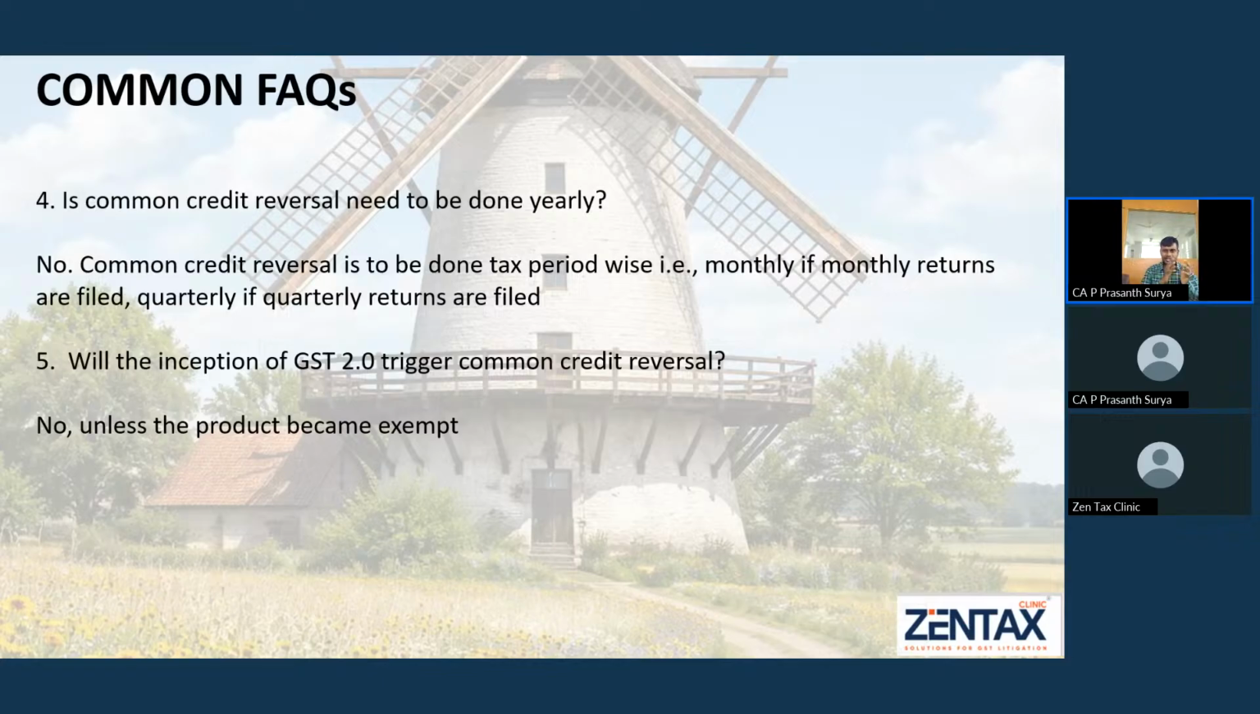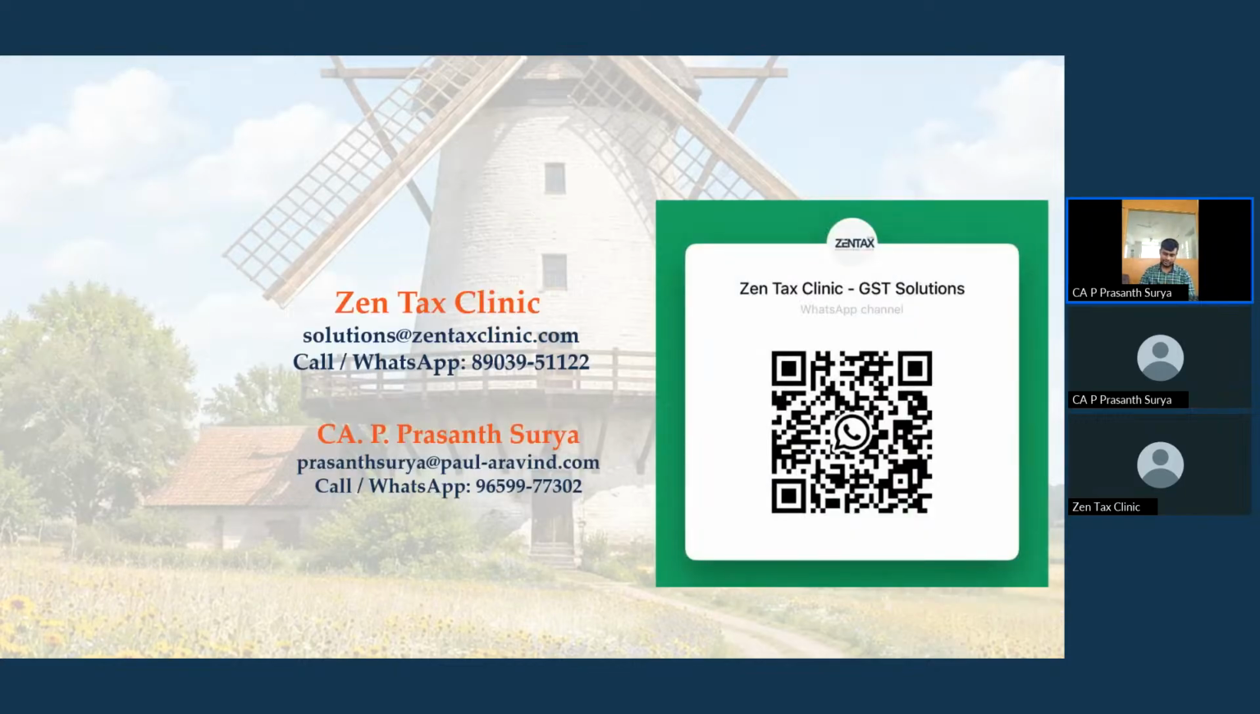Otherwise, for a mere reduction of rate, common credit reversal will not attract, because common credit reversal is specific to exempted goods and not for rate-reduced goods. So we need not worry about common credit reversal, as the rate is only reduced. So this is all with respect to common credit.